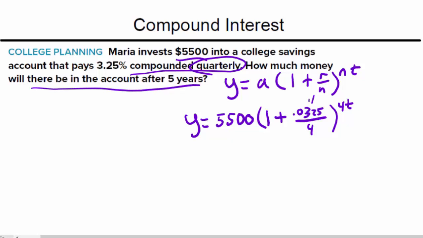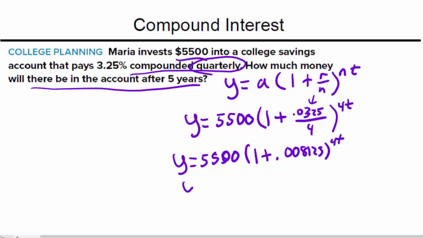So let's adjust this number here first. So y equals 5,500 times 1 plus now 0.0325 divided by 4 comes out to 0.008125, raised to the 4th power. I'll just simplify it a little bit more. So 5500 times 1.008125 raised to the 4 times.